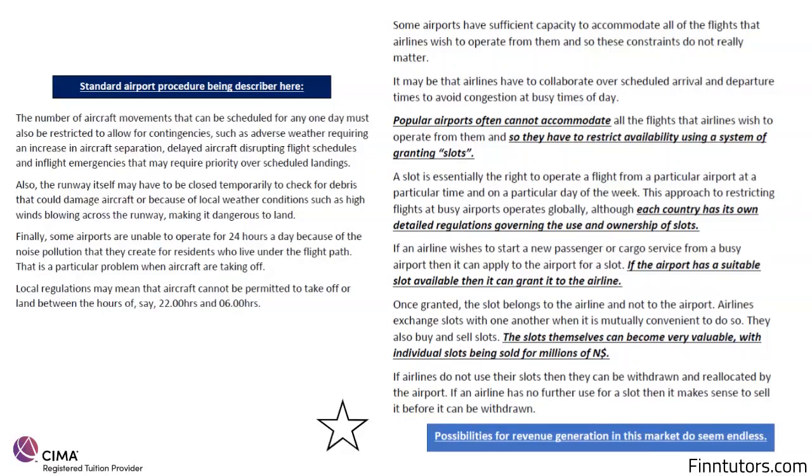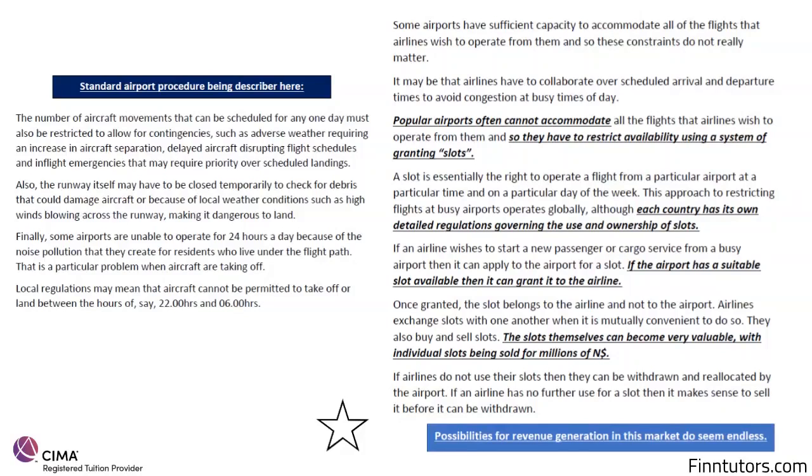If it's a busy airport, then airports have a system of slots. So, a slot is essentially the right to operate a flight from a particular airport at a particular time on a particular day of the week. This approach to restricting flights at busy airports operates globally. Everywhere around the world, you'll see it. Although each country has its own regulations governing the use of slots, ownership of slots, and all of that. If an airline wishes to start a new passenger or cargo service from a busy airport, it has to apply for a slot. If the airport has a suitable slot available, it is granted to the airline.